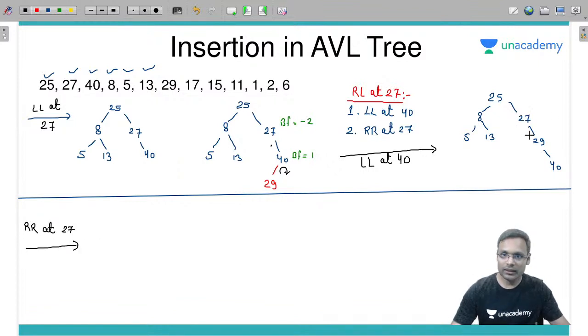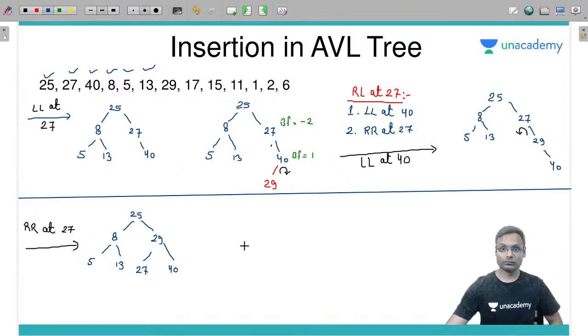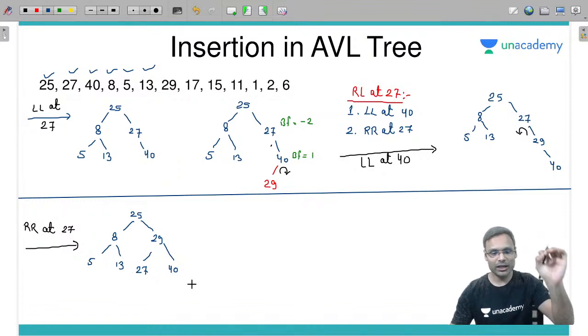How? Look, RR at 27 means right to left rotation. The tree becomes like this: 25 is the root, 8 in the left, 5 and 13. Right of 25 is 29, its left is 27 and its right is 40. 29 will go up, left is 27, right is 40, and the tree becomes balanced.